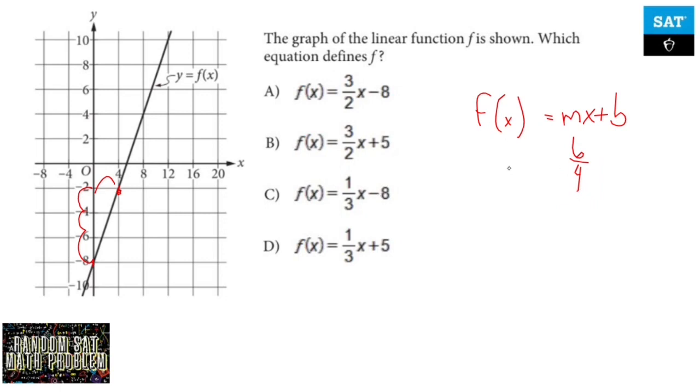My b is minus 8, so I have f of x equals 6/4 x minus my y-intercept, which is negative 8. Simplify that. Now you get f of x equals 3 over 2x minus 8. And that gives me A.